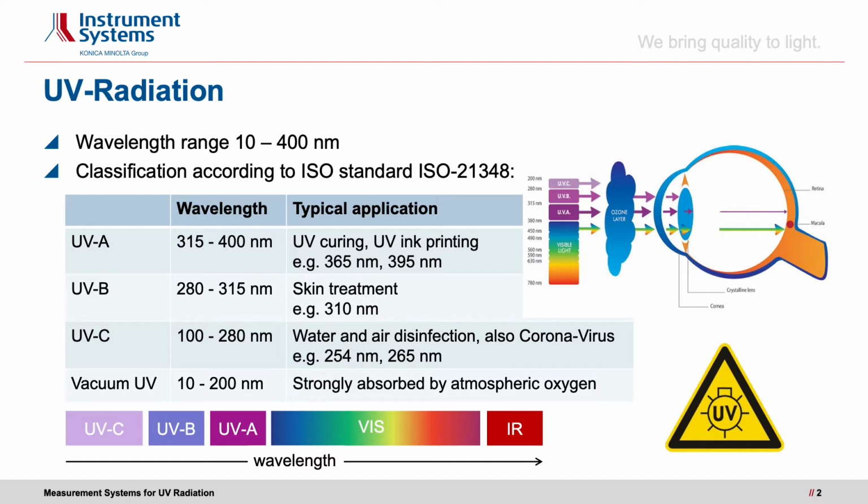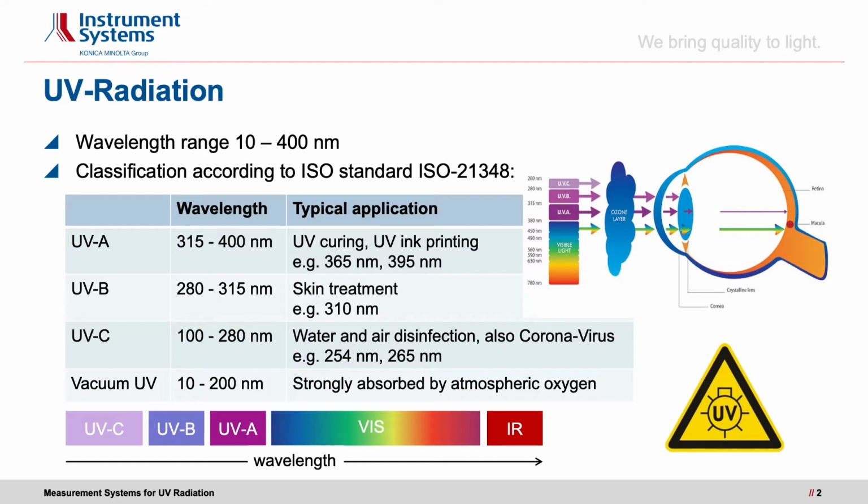As probably all of you know, the UV radiation covers the range between 10 and 400 nanometer and can be classified according to ISO standard into the following parts. UVA between 315 and 400 nanometer with typical applications in UV curing and UV ink printing.